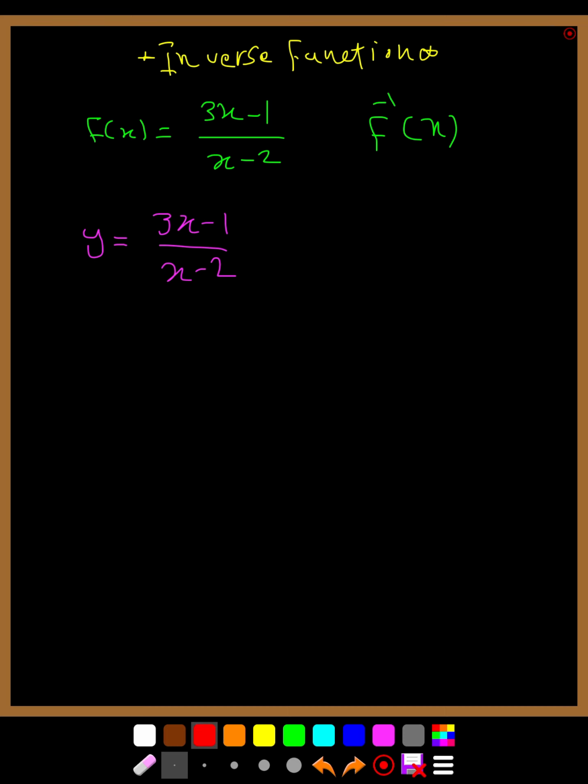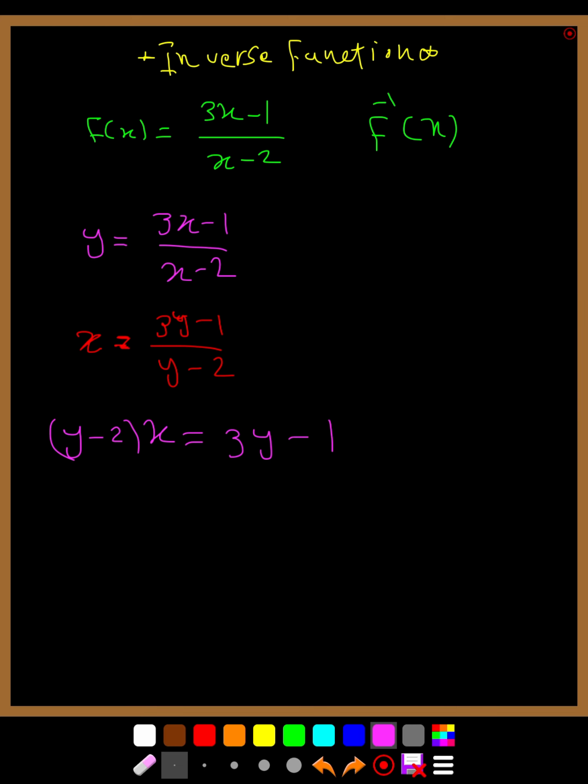This is the second step. So instead of y put x, and instead of x put y. Okay, and instead of the x down here in the denominator put y, so y minus 2. Okay, that's good. What you will do after that, you are going to cross multiply both sides by y minus 2, so y minus 2 times x equals 3y minus 1.